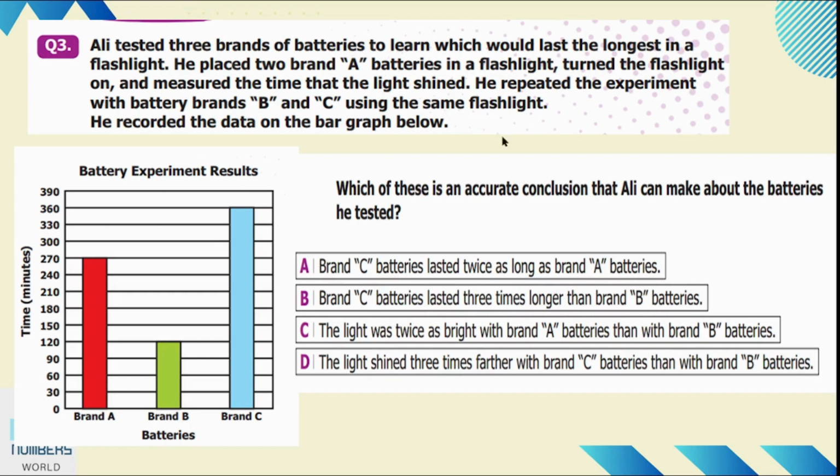Option A, brand C batteries lasted twice as long as brand A batteries. So that is not correct because brand A batteries lasted for 270 minutes and brand C batteries lasted for 360 minutes, which is not double of 270. Option B is brand C batteries lasted 3 times longer than brand B batteries. So brand B batteries lasted for 120 minutes and brand C batteries lasted for 360 minutes, which is 3 times 120. So option B is the correct option here.